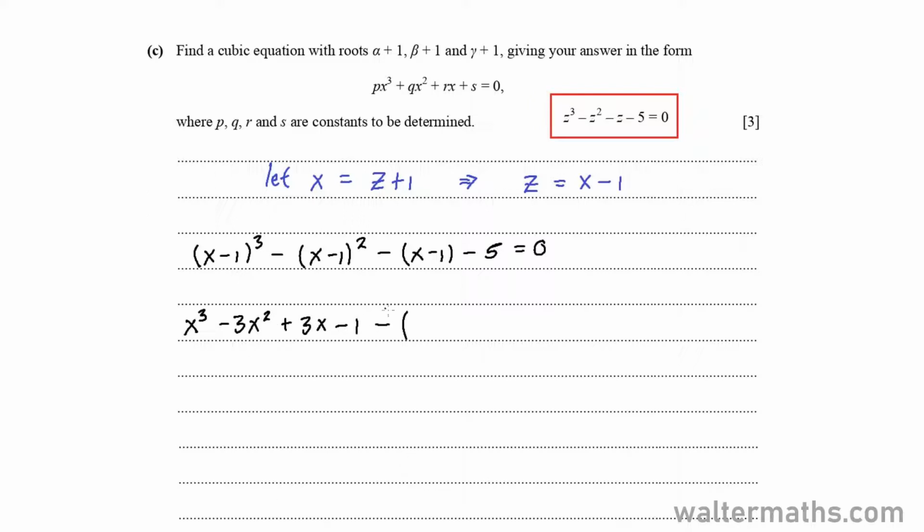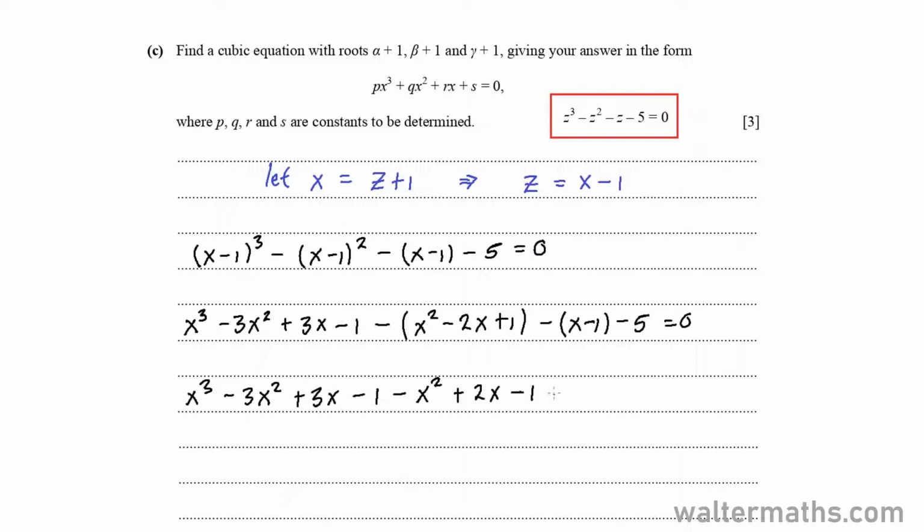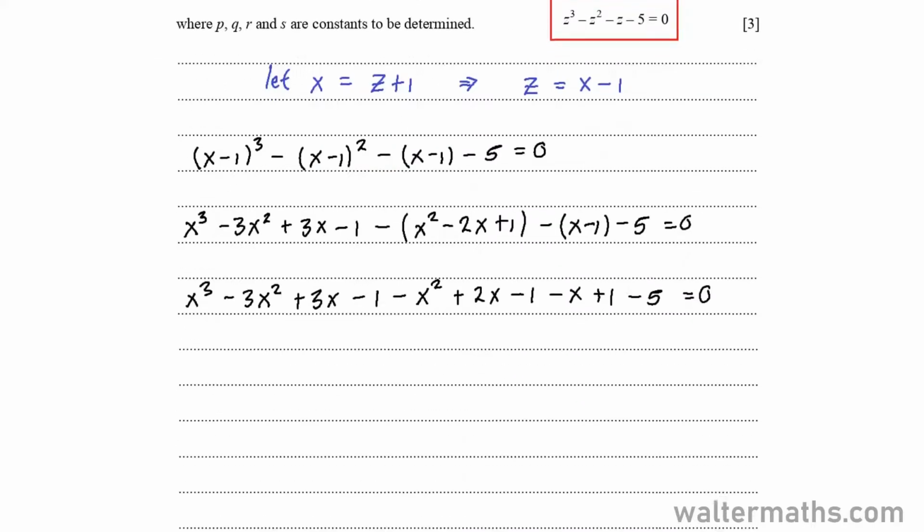And it's going to be minus, expanding (x - 1)^2, that's x^2 - 2x + 1. So that's minus (x - 1) and minus 5 equal to 0. So we can simplify this again to x^3 - 3x^2 + 3x - 1 - x^2 + 2x - 1 - x + 1 - 5 = 0. And we can group the like terms.